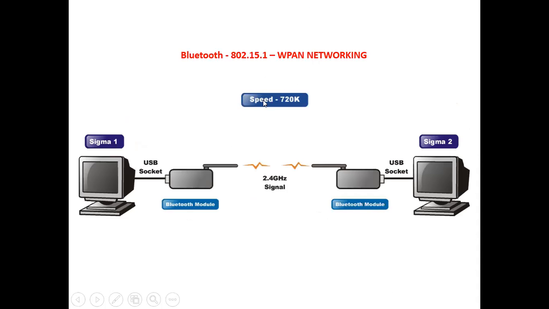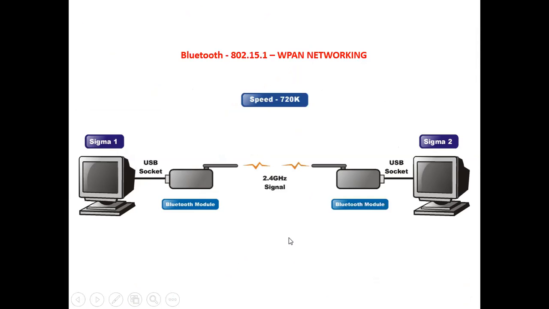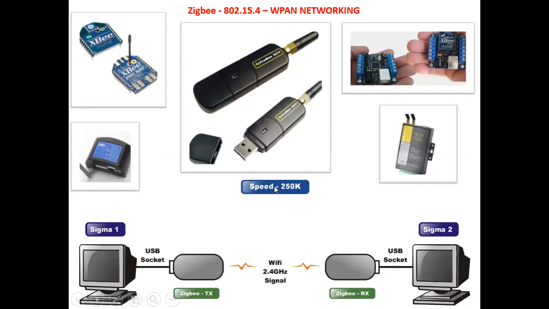Next, Bluetooth. The supported bitrate is up to 720 kbps. The standard defined is 802.15.1. So system 1 can communicate with system 2 with the help of Bluetooth communication at the rate of 720 kbps. Then you can go for Zigbee type of communication, where the speed is 250 kbps. The speed is less in Zigbee compared to Bluetooth, but the distance and the power requirement will be lesser.